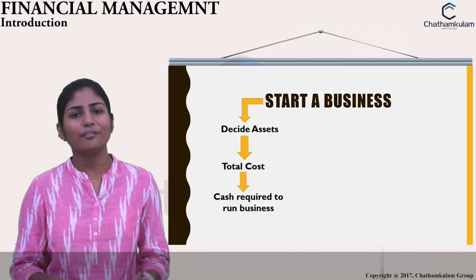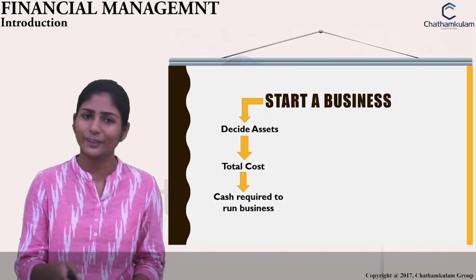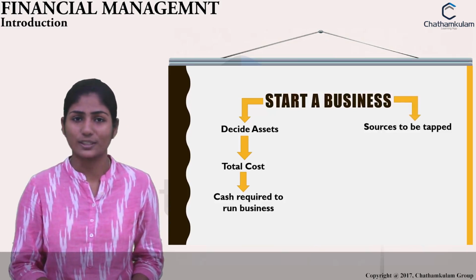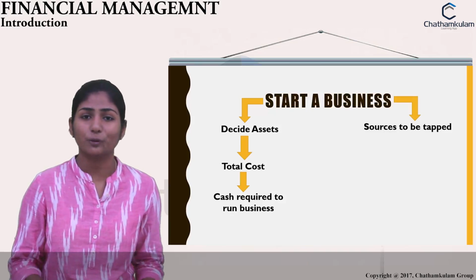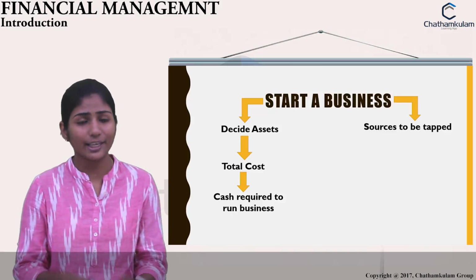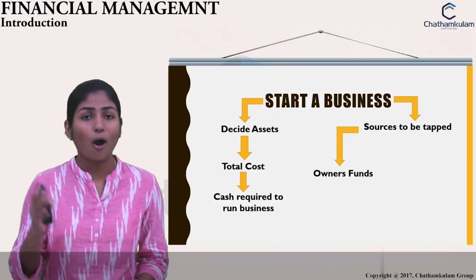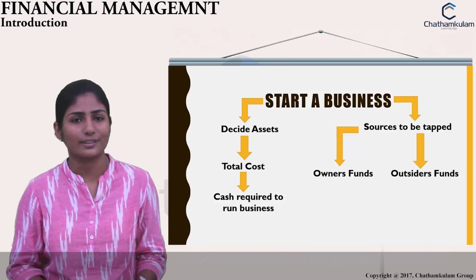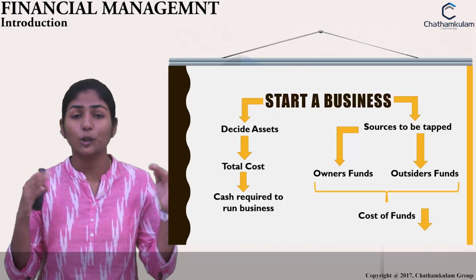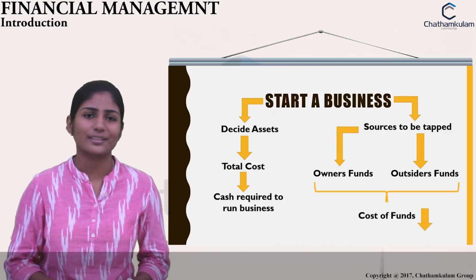So, now you have a fair idea about the cash that is required for starting the business and running the business. Then, what you should do? You should identify the sources. That is, the sources have to be tapped for funding your business, funding your assets, and funding the cash required to run the business. These sources can be from owner's pockets or outsider's pockets. What you have to ensure is the cost of these funds are low as possible. Then only the profits of the business can be maximized.